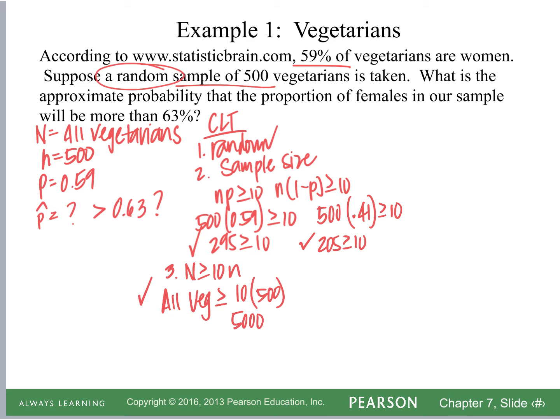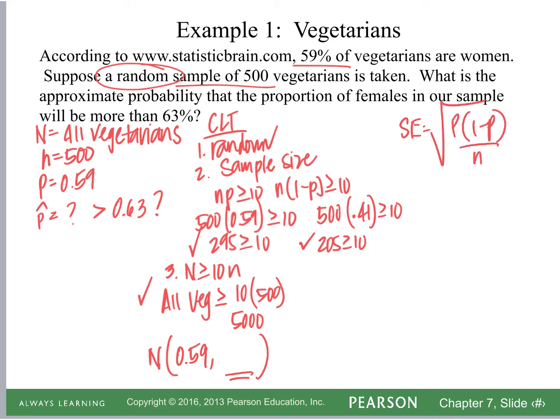Okay, so now that we know that it is normal, we have the proportion at 0.59, and we're going to find the standard error right now. So standard error, I know this is long, guys, but it has to be done. Okay, so p in our case, we're talking about the proportion of 0.59. 0.59 is the successes, 0.41 is the failures. Sample size here is 500.